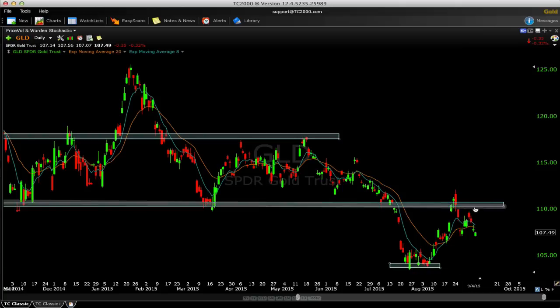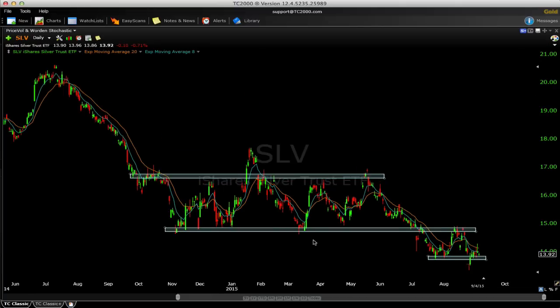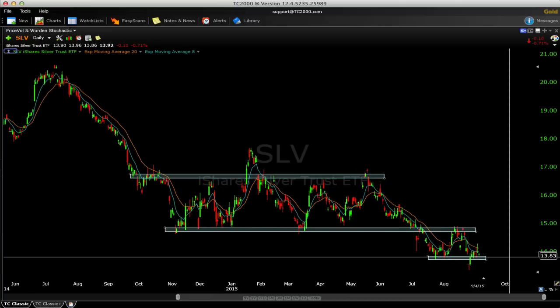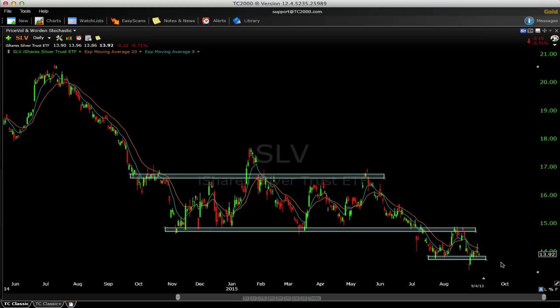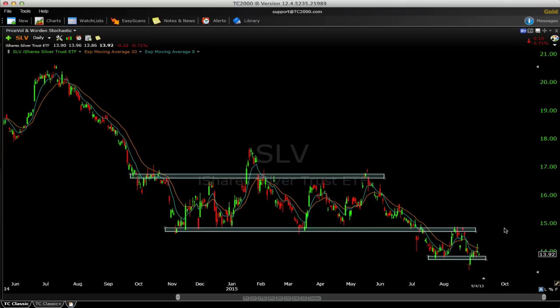Still can't get back above 110, which was the lows for multiple months back at the end of '14, the beginning of '15. It really needs to get back above 110 or retest the lows down here. Otherwise, it's just kind of floating around in no man's land. Silver, similar thing. It's trying to hang on here right around 13.80 or so. Still a very damaged chart. Needs to break back above this area right around 14.80 to $15 in silver.